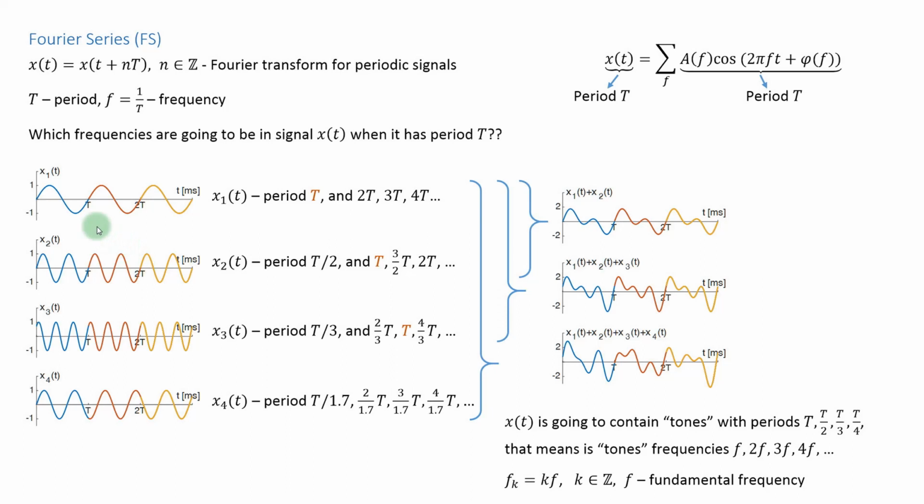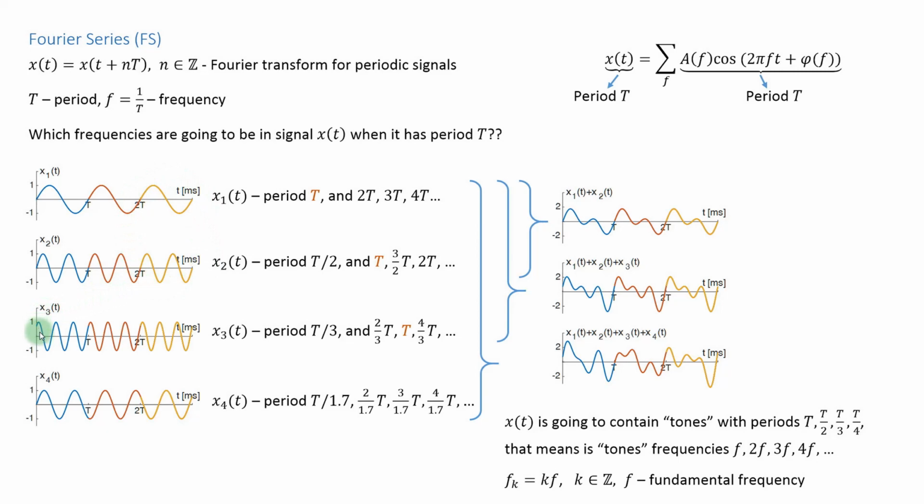Now, what happens if I add the signal x1 and the signal x2? Well, specifically for these two signals, I'm going to get this signal. And because both signal x1 has the period of T and the signal x2 has the period of T, the result will be periodic with the period of T. You can even see it here. In both signals, the blue interval is the same as the red interval, and that is the same as the yellow interval. Now, what happens when I include this signal x3?